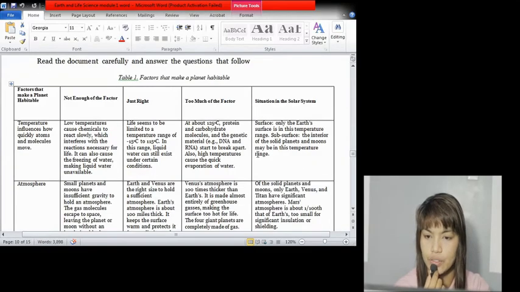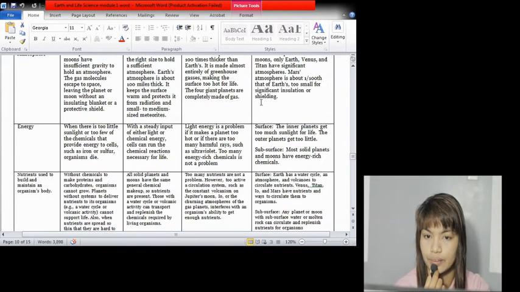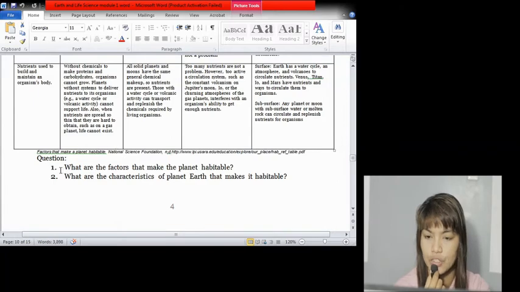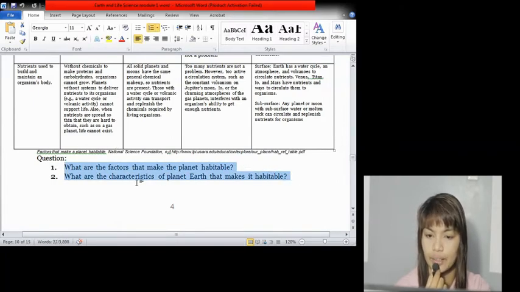And then What's New? You're going to read the table here and then answer the questions: what are the factors that make the planet habitable, and what are the characteristics of planet Earth that make it habitable?